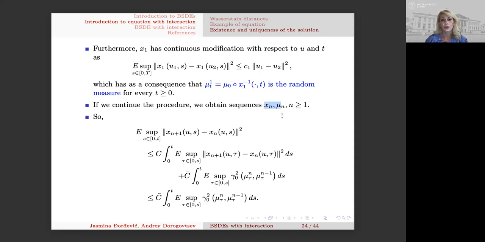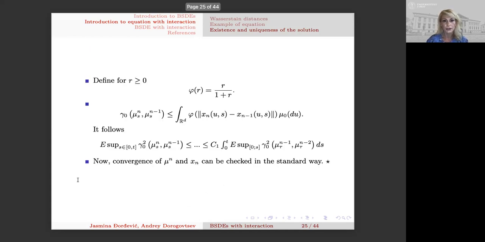Now what is left is to prove that these sequences converge. I will not go into details here, but we applied the Gronwall lemma in the last inequality and defined this auxiliary function. We have at the end that those two sequences actually converge. So we have the existence of the solution.